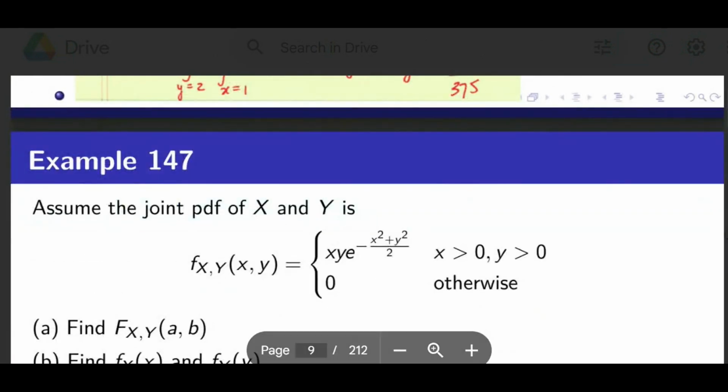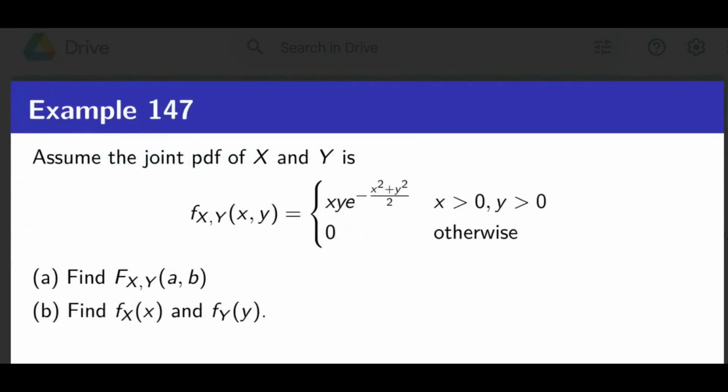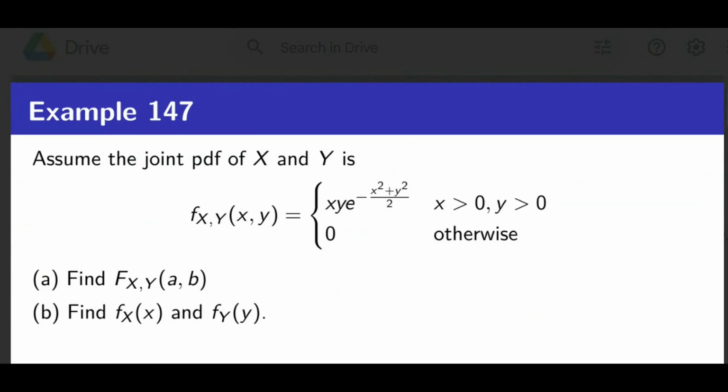Okay, so today we will start to venture into something which I think we did not do the last time. So this is example 147. Assume the joint PDF of x and y is this thing. Don't freak out about the density, because do we actually even care what this looks like? It's something going down. It's exponential, but it's a 3D exponential kind of thing. It spends most of its time close to zero and dies out very quickly.